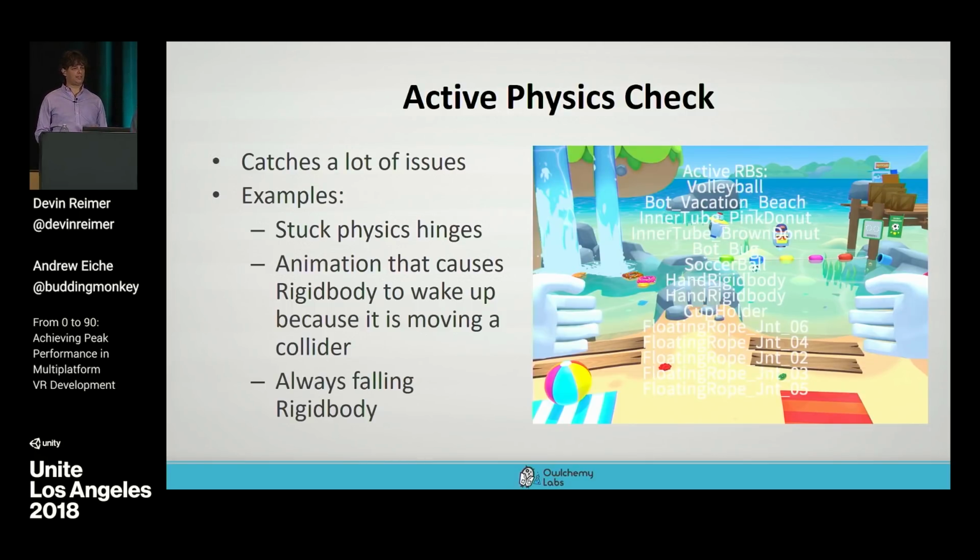So we've caught stuck physics hinges, which is like a door that's wiggling. We've caught animations that cause the rigid body to wake up because it's moving a collider, especially deep within hierarchies where it might not be plainly obvious. And then we've caught always-falling rigid bodies, so spots in your geometry where you may not have had a collider and the object just continues to fall. It's great for finding those things.